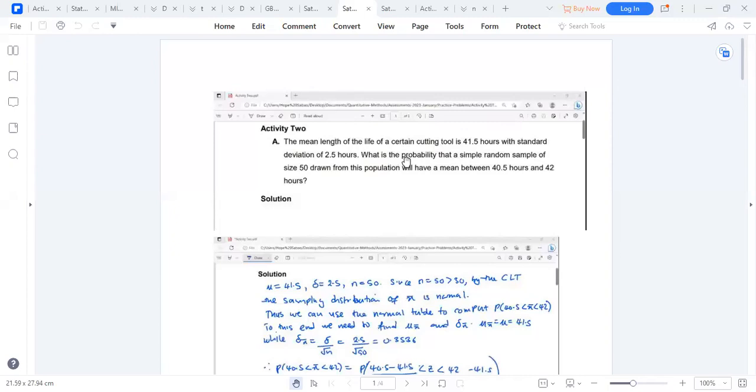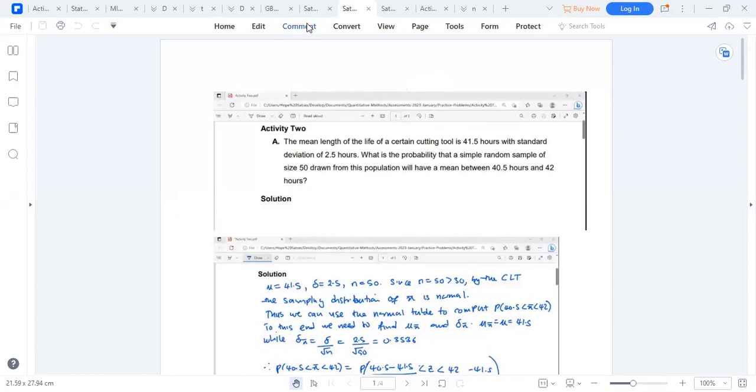Activity 2, we are told that the mean length is 41.5. Standard deviation is 2.5. What is the probability that the random sample of 50 drawn will have a mean of between 40.5 and 42 hours? Shiloh, are you there now? This is a question that you're asking about.